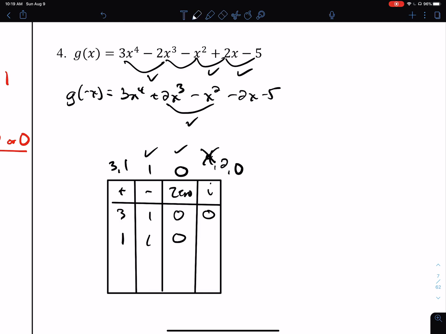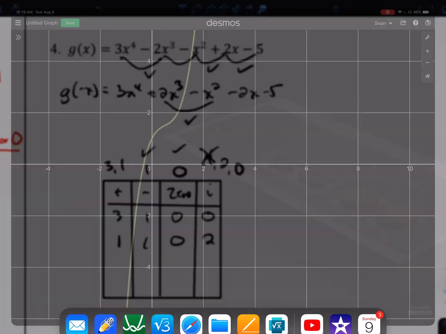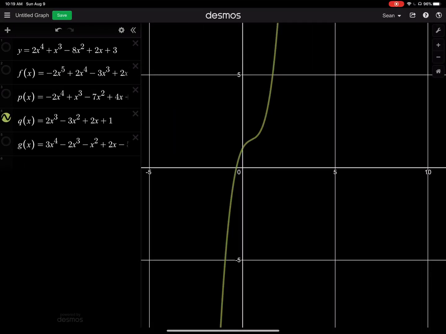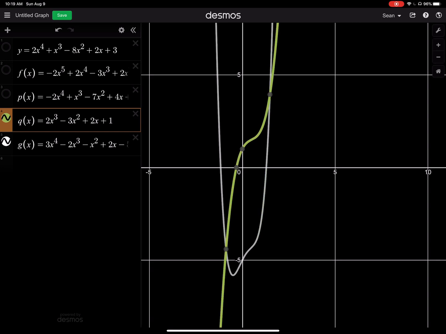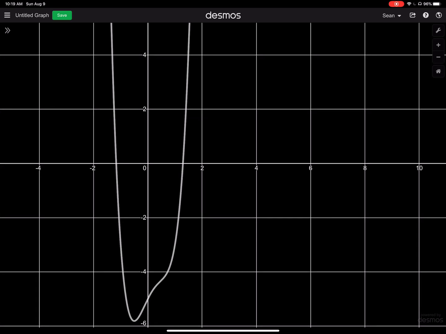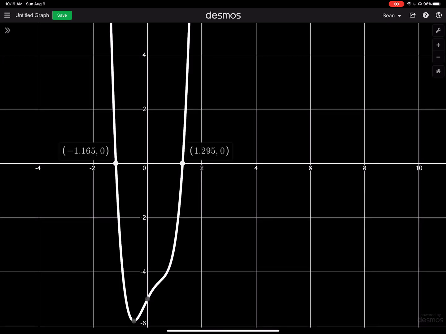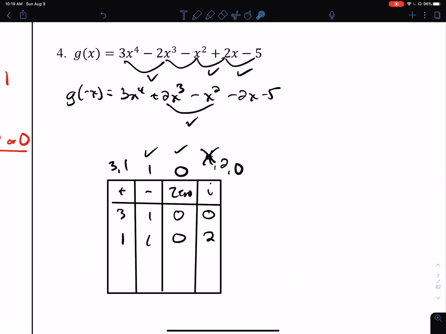So if that's 1, then there would be 2 imaginary. So we got 3 positive, 1 negative, no 0, no imaginary. 1 positive, 1 negative, 0 zeros, and 2 imaginary. If we look at our calculator, we graph this little fella, you will see that we have a negative and a positive. It's not changing concavity, so those don't have any weird multiplicities. 1 positive, 1 negative, and then 2 imaginary.